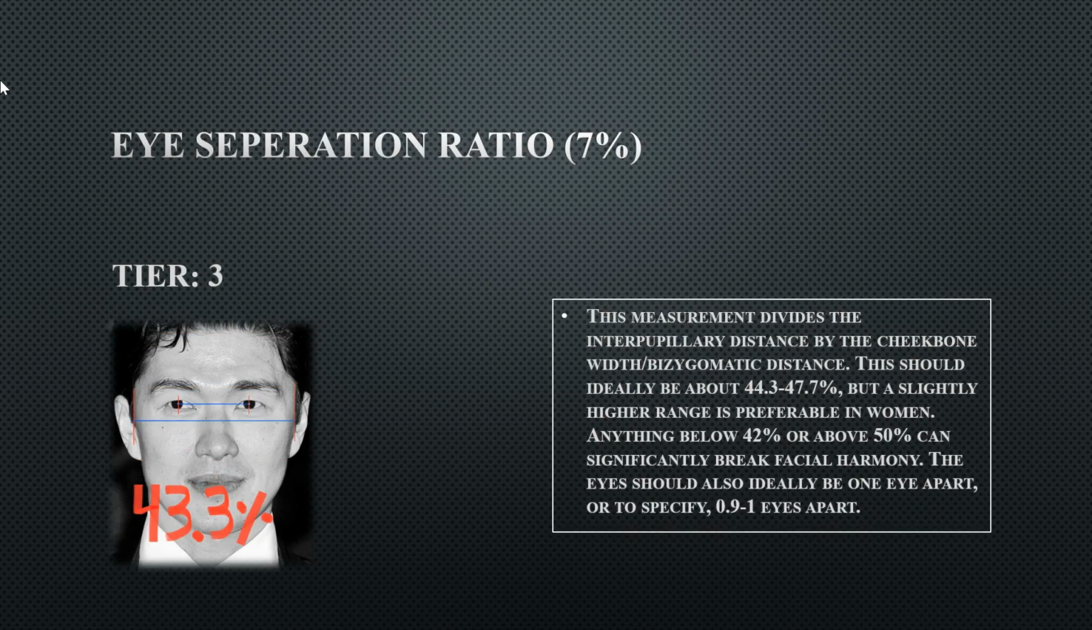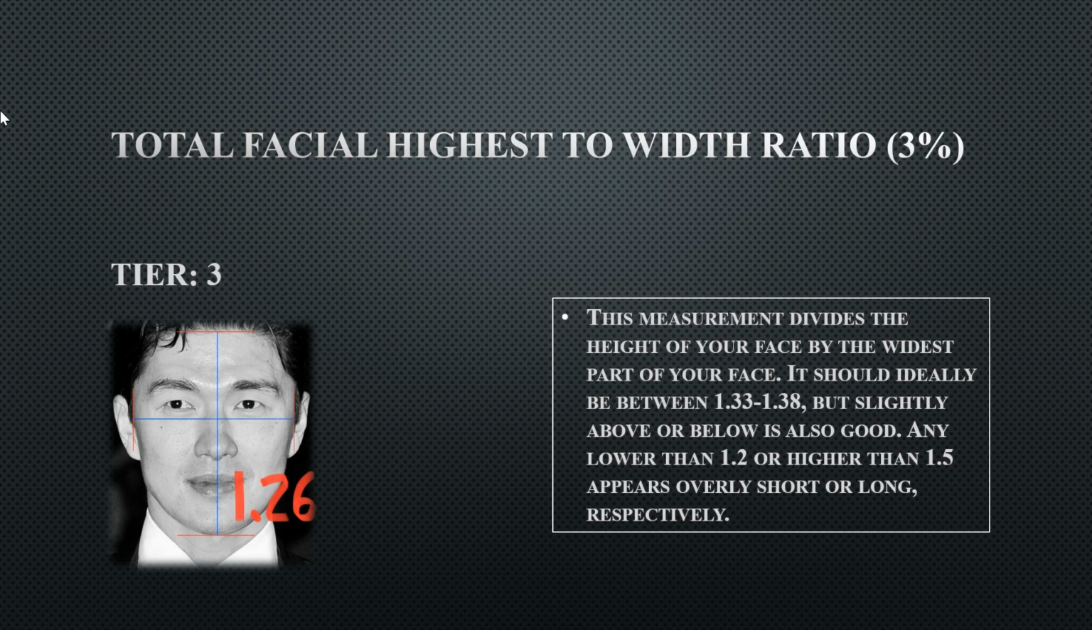And then we got the eye separation ratio, and his eyes are a little bit on the closer side. Preferably, you want your eyes to be around 45 to 46%. His is at 43%, which is closer. And like I said, something that helps balance that out is the one eye spacing apart, which his is a little bit wider. But that could be due to a whole plethora of things why his eye separation is this wide. Maybe it's because of the width of his head.